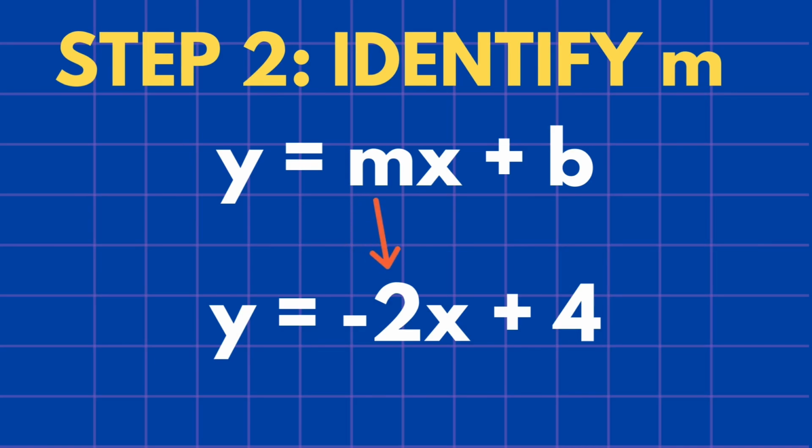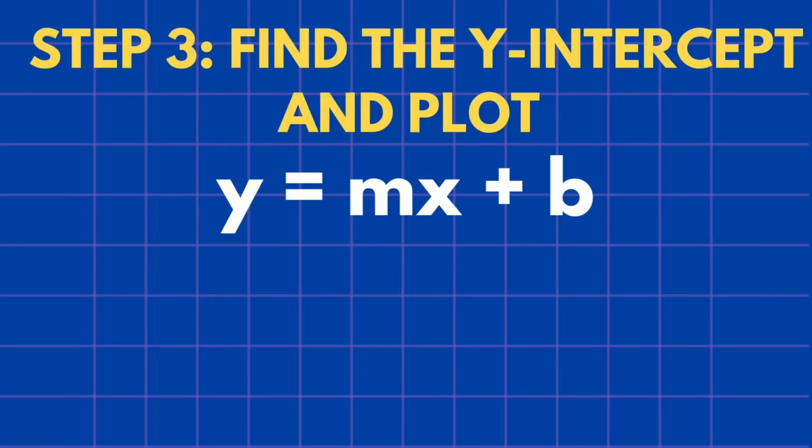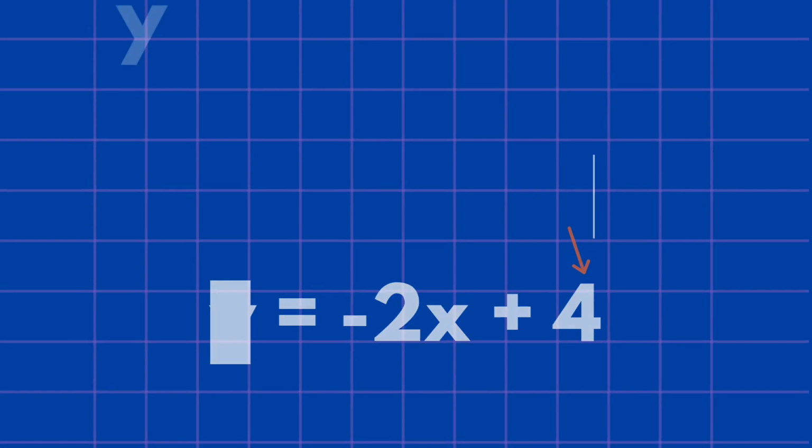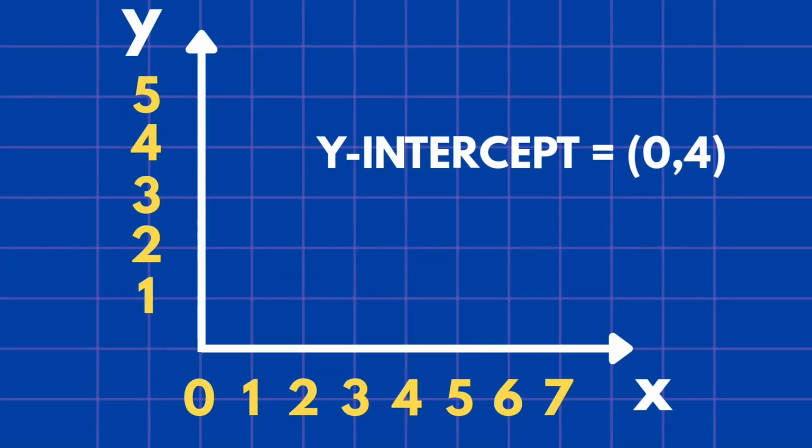We can see that m is equal to minus 2. Since m is a negative number, we know what our graph will look like. It will be a decreasing line. Next, we need to find the y-intercept and plot our first point. By referencing our formula, we can see that our value for b is 4. Knowing that, we can plot our first point, which will be (0, 4).